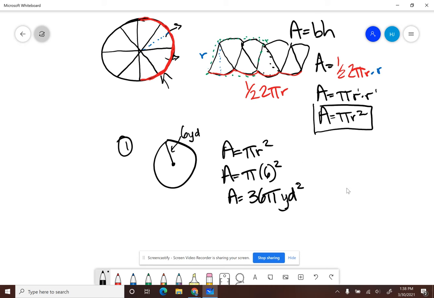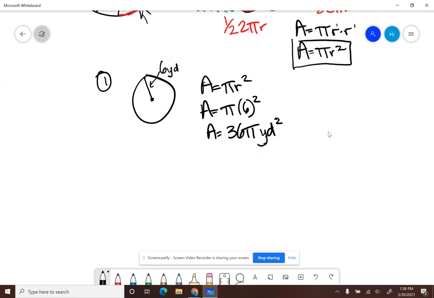All right, so let's look at number 2. And in this case, we're given another circle. Again, I'm trying to draw these quick, and it's not really working out real well, but I want you to understand that that is a diameter of 16 centimeters.